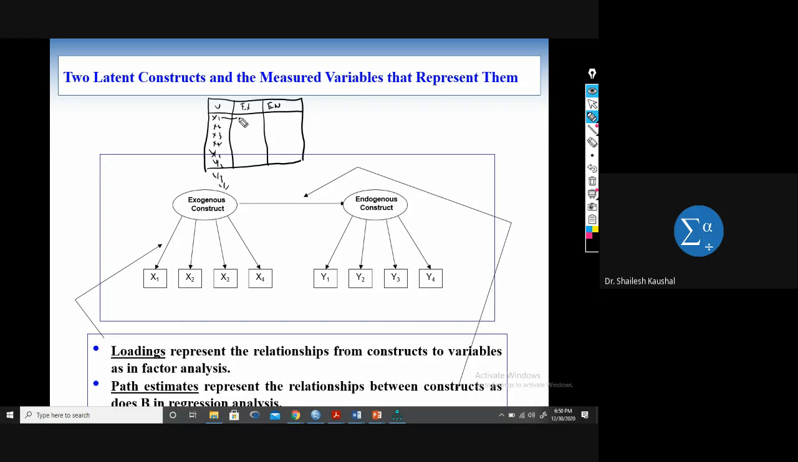And this is the factor loading, the value. This is the factor loading value, and these are the values. So this x1 is represented here, you can see, and the factor here. So this is the factor loading value.